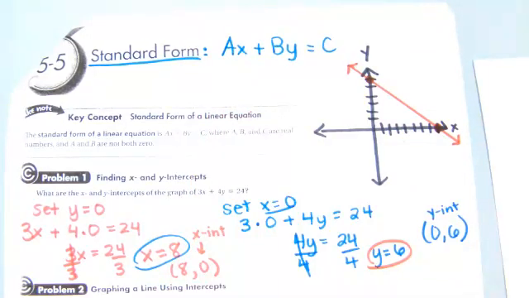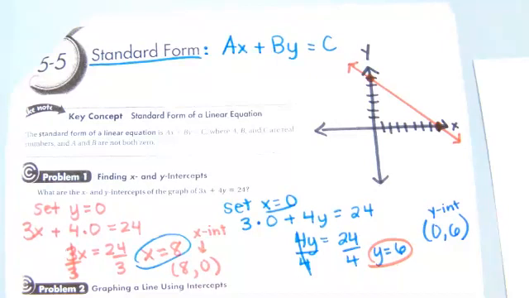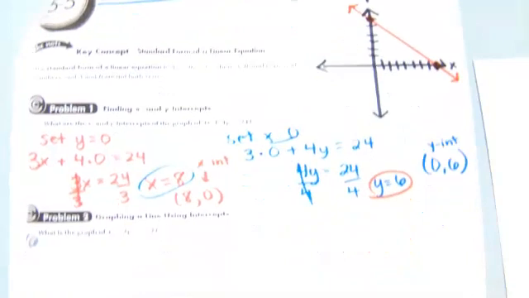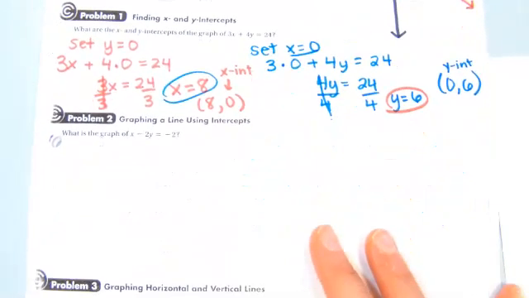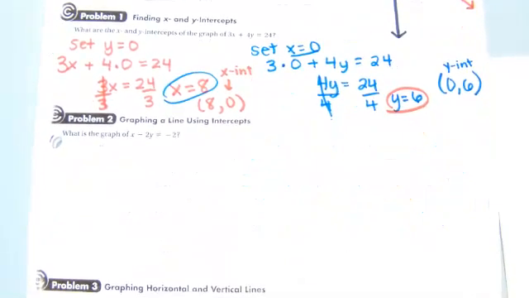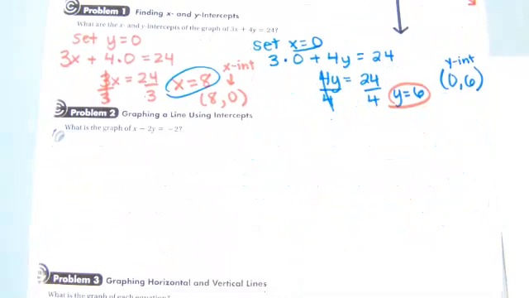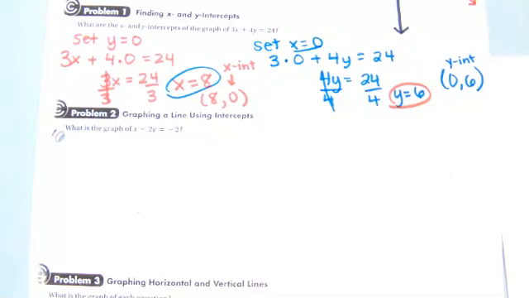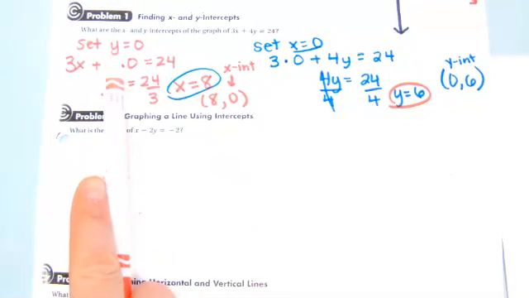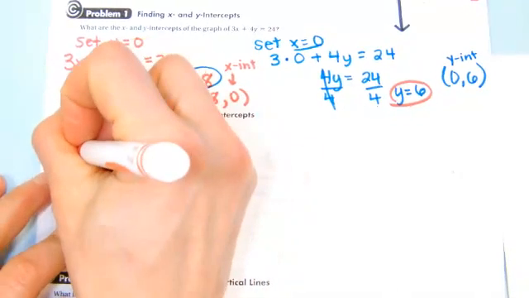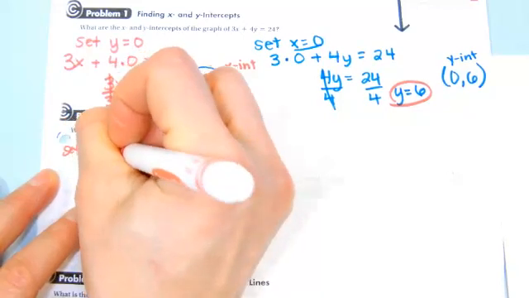All right, let's do it again. So problem 2 is the same type of thing. This time, so the first problem, we actually didn't have to graph it, but I wanted to show you what it meant. So problem 2 says, what is the graph of x minus 2y equal negative 2? All right, so it says use the intercept. So we're going to do that. We're going to start by setting y equal to 0 again. So let's do that. Set y equal to 0.